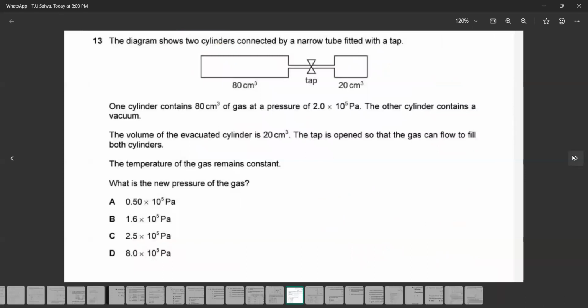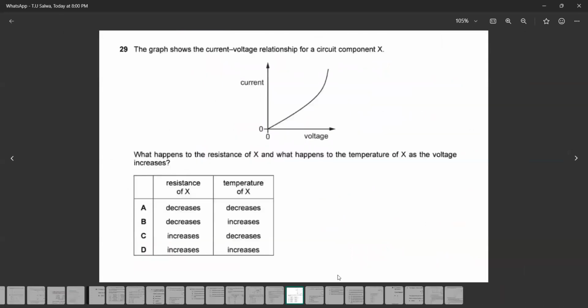This is the same question I discussed. In this question, we have a current and voltage graph. Remember, the slope represents the reciprocal of the resistance. So what is happening to the slope? The slope is increasing. It means the resistance is decreasing. So the resistance of X is decreasing. So either A can be an answer or B.